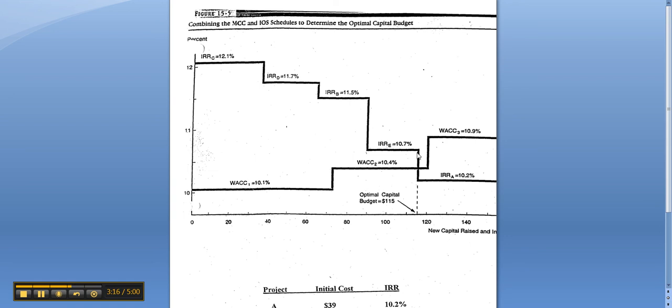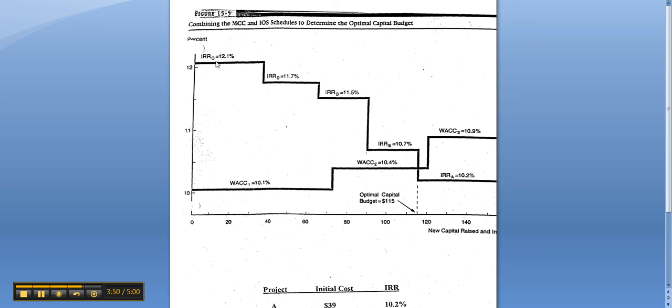But now once we add project A to the mix, the total dollar amount we need gets us below that WACC of 10.4. So once this graph breaks the WACC graph, that's where we stop. We do not do project A, because doing it would, for one, require us to raise more money to where our WACC would go up to 10.9%, and the IRR is now below the 10.9%.